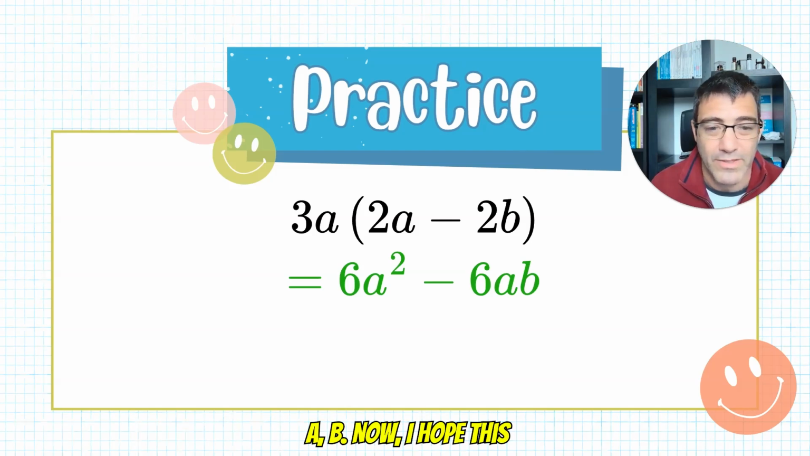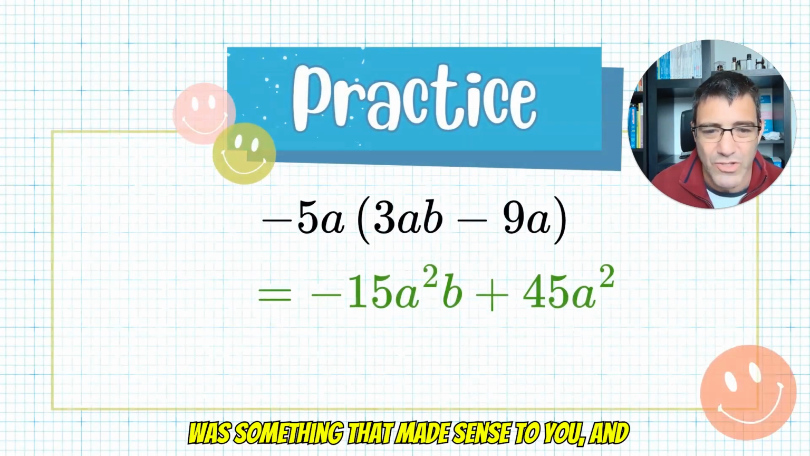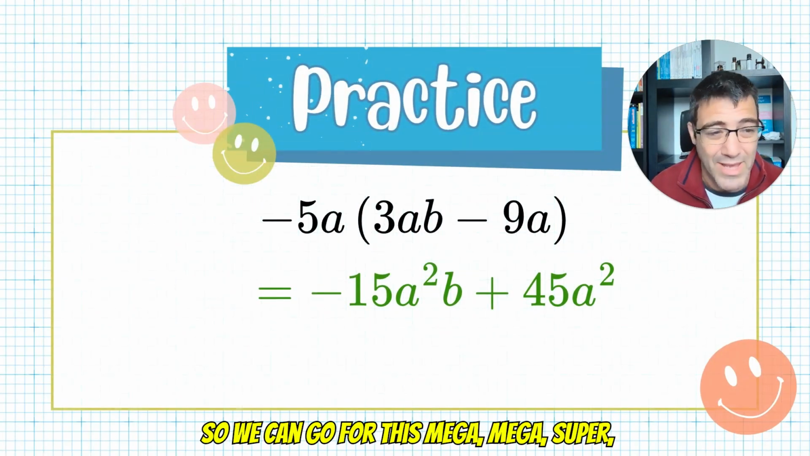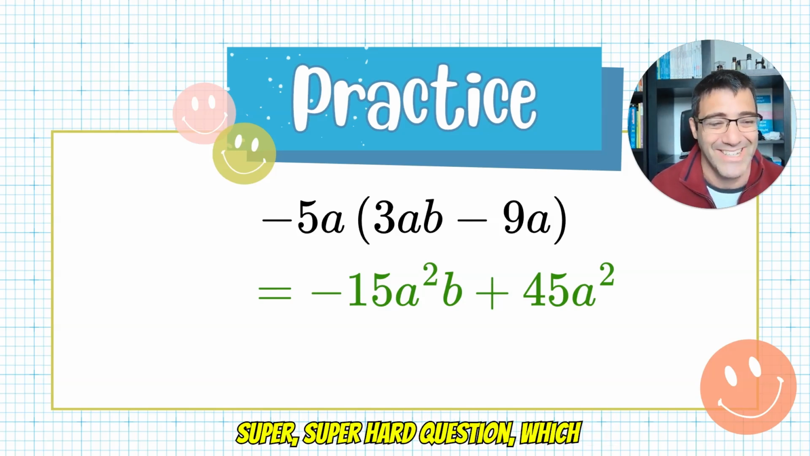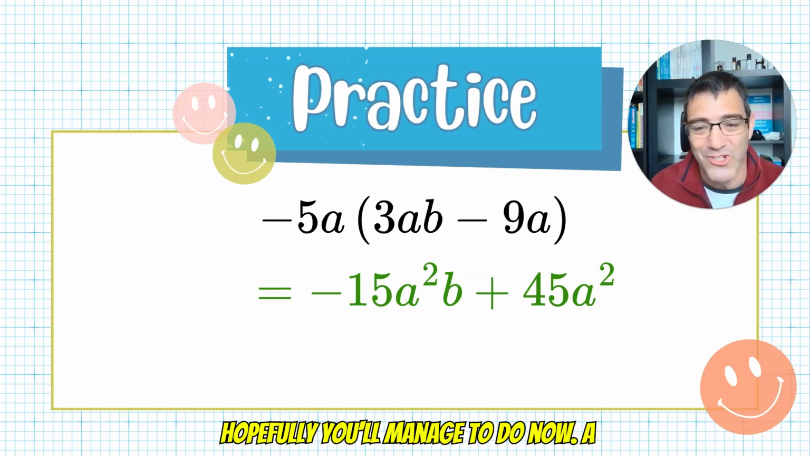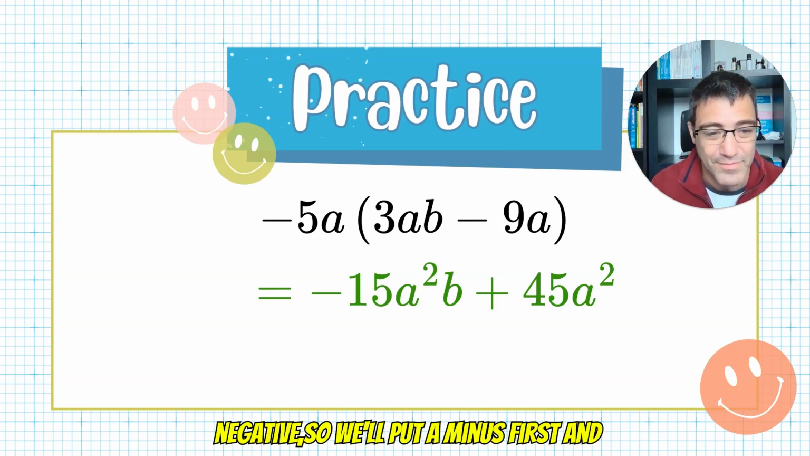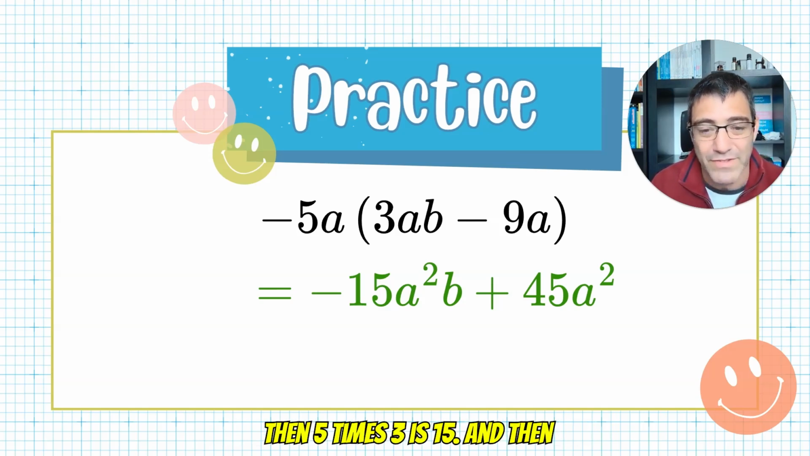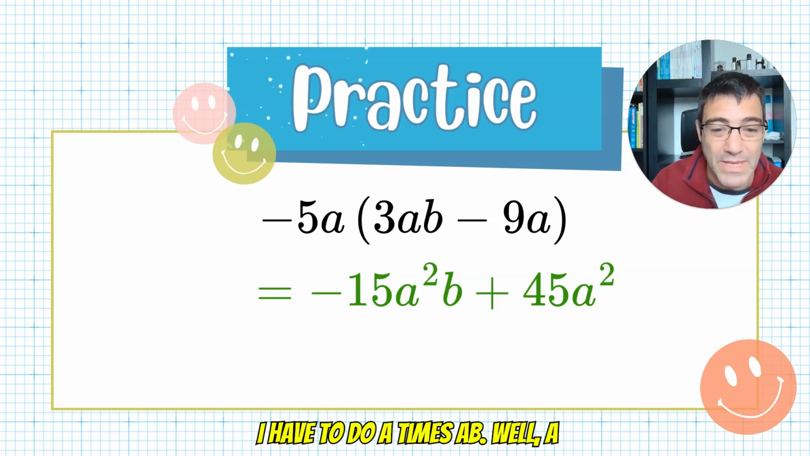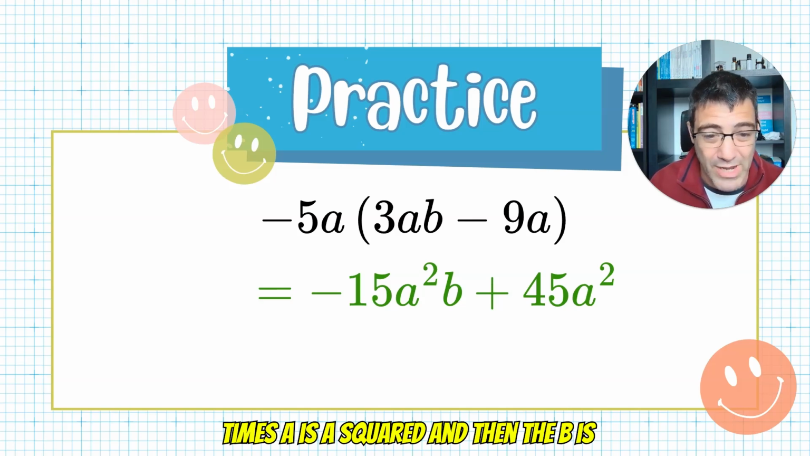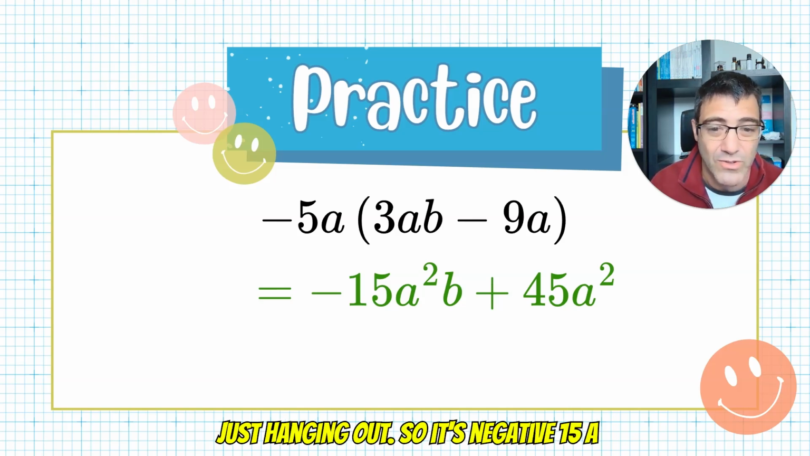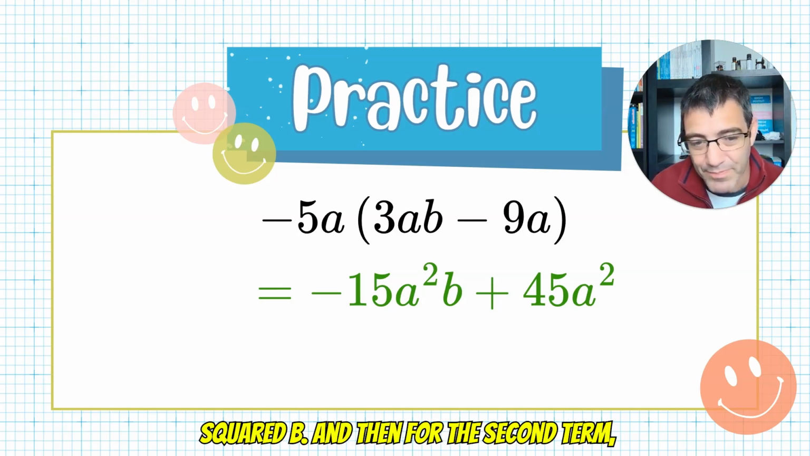Now, I hope this was something that made sense to you. And so we can go for this mega, super hard question, which hopefully you'll manage to do now. A negative times a positive is a negative. So we'll put a minus first, and then 5 times 3 is 15. And then I have to do a times ab. Well, a times a is a squared, and then the b is just hanging out. So it's negative 15a squared b.